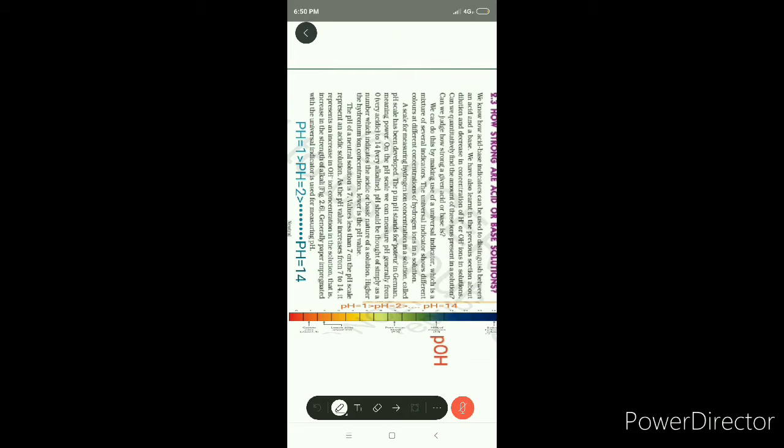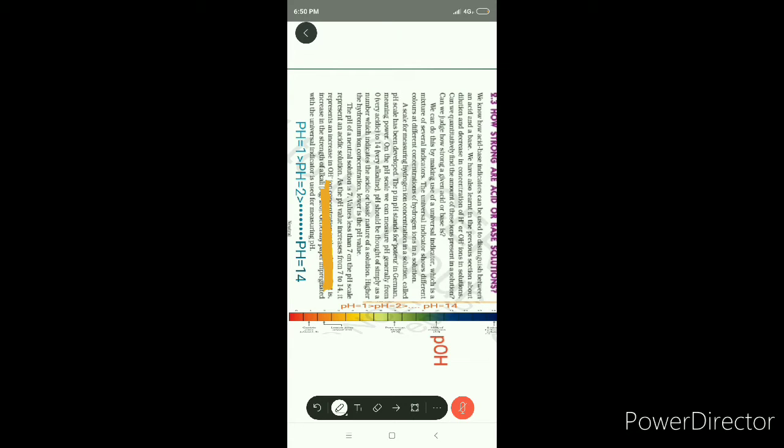So this universal indicator is made by a mixture of several indicators, and the universal indicator shows different colors at different concentrations of hydrogen ion in solution. So actually the universal indicator paper is like that in color.